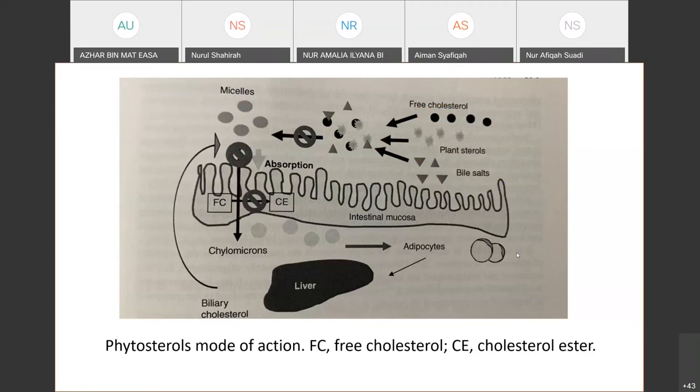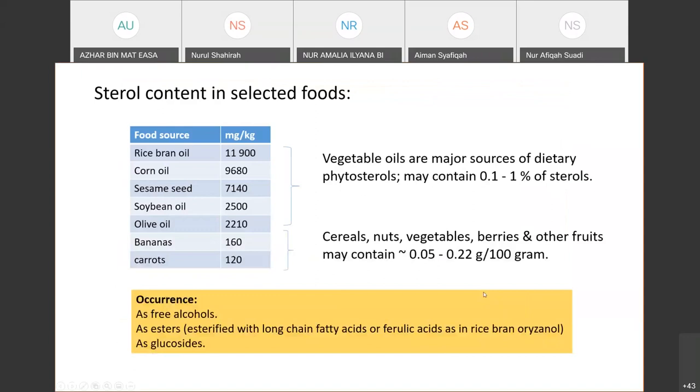Okay, all right, sterol content in selected foods: rice bran oil, corn oil, sesame seed, soybean oil, olive oil, bananas, carrots. As you can see, most of the sources are vegetable oils. So now you're a functional food technologist, you understand phytosterols can be considered as the cholesterol of plants. Yes, of course, the oil of plants or vegetable oil is zero in cholesterol, but they have phytosterols.